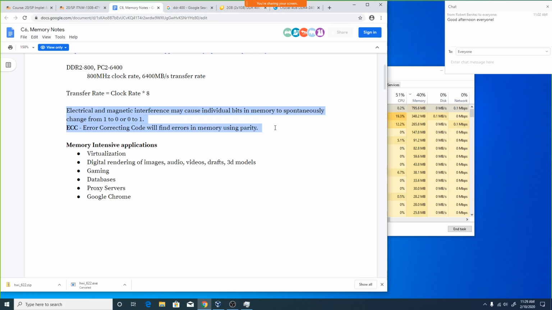So ECC tends to find itself on server-side memory. And so we were talking about bits, right? There are 8 bits per byte and however many bytes for the amount of memory that you've got. ECC adds a 9th bit. So for every 8 bits, there is an extra bit. And that bit is working as what's called parity.